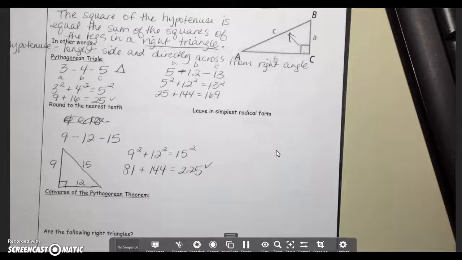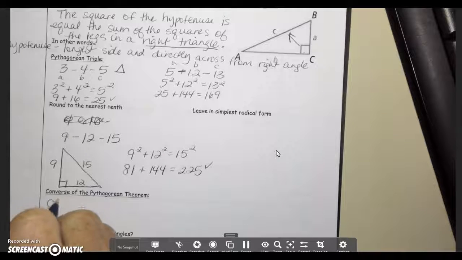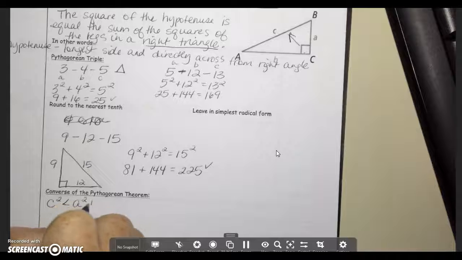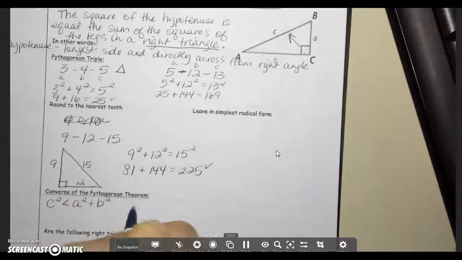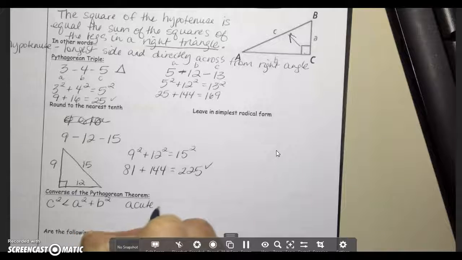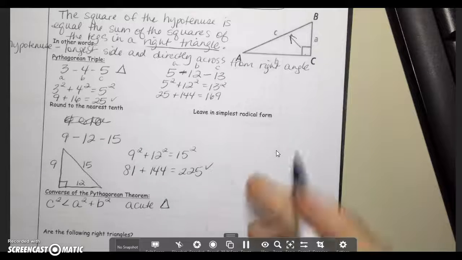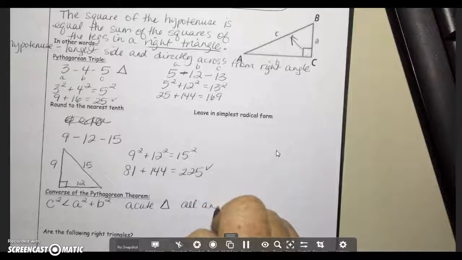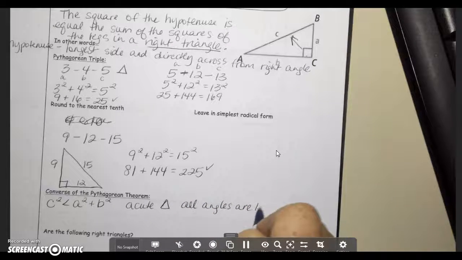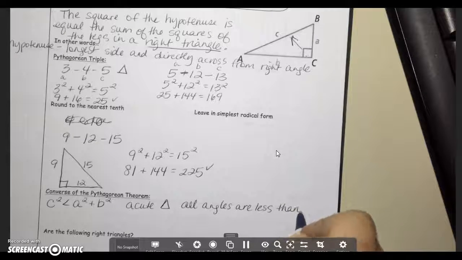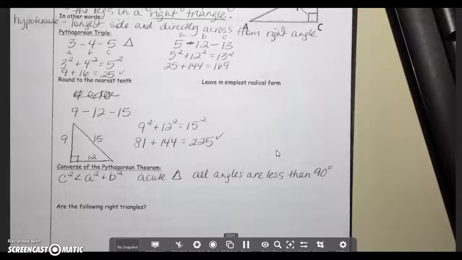The converse of the Pythagorean theorem just says, what if those aren't equal? What if c squared is not equal to a squared plus b squared? If c squared is less than a squared plus b squared, what you end up with is an acute triangle. Does anybody know a good definition for acute triangle? It's small. All the angles are less than 90 degrees. It's cute, right? A little cute one.